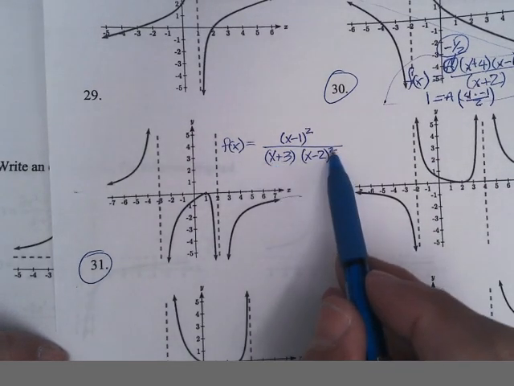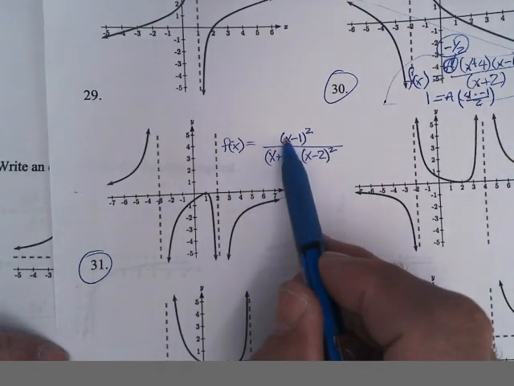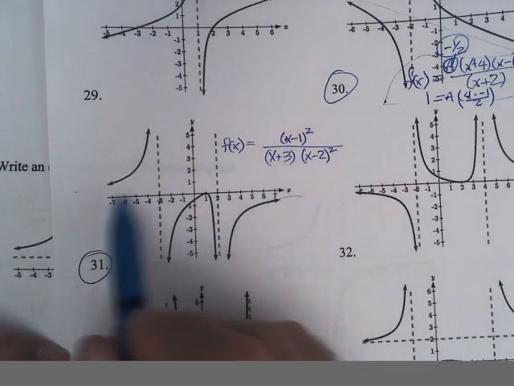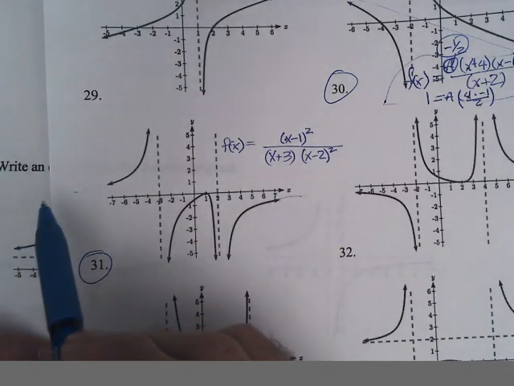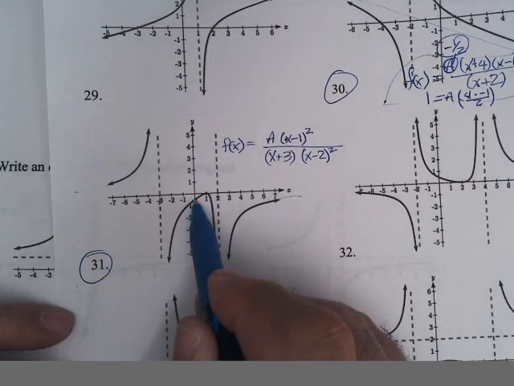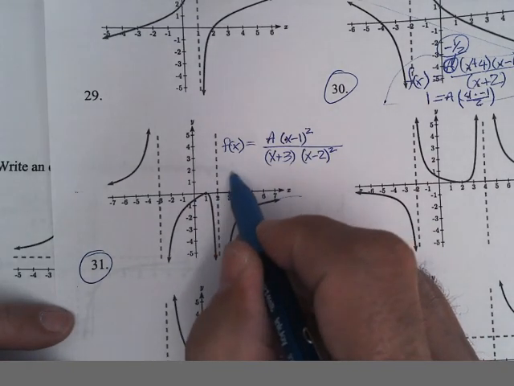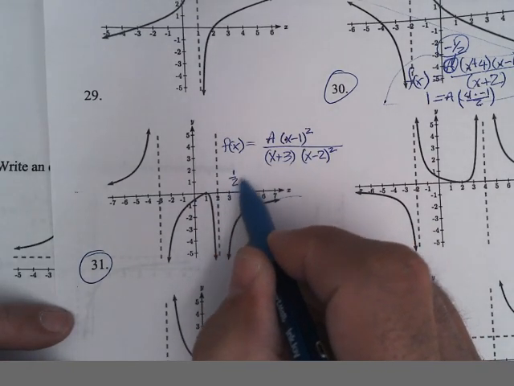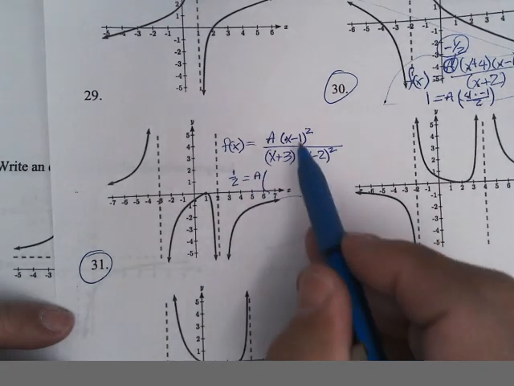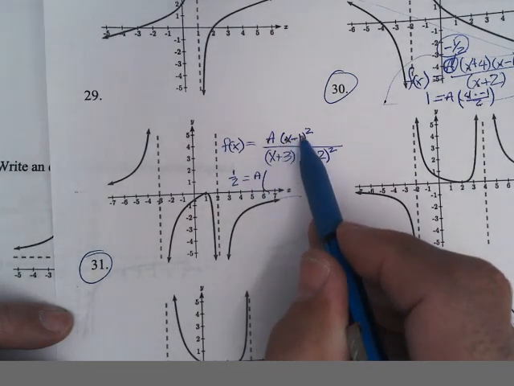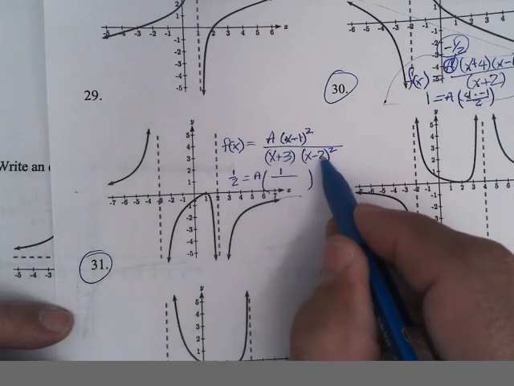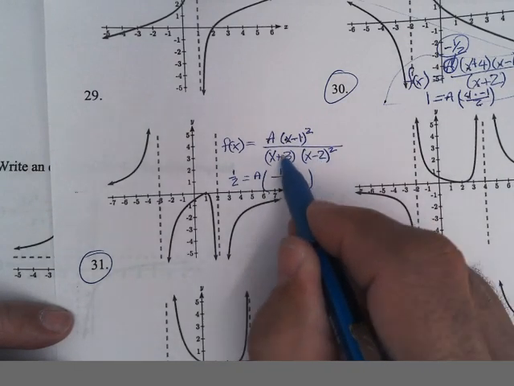And now the degree of the denominator is 3, and the numerator is 2. So I am okay. That will go to 0. So the horizontal thing is okay. I just need to figure out a, so this goes through 1/2. So when x is 0, I'm supposed to get 1/2. And so I'd have a times 0 minus 1 squared is 1 over 3 times negative 2 squared is 4 times 3 is 12.